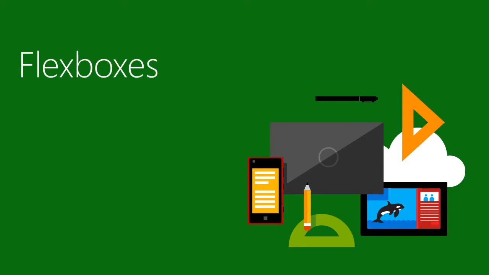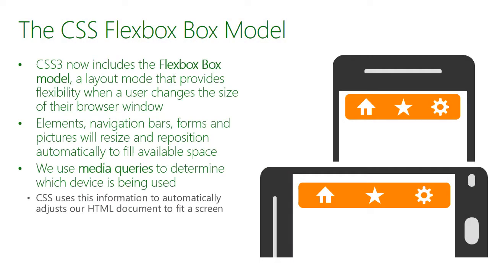Let's look at flex boxes. The CSS flexbox model. CSS3 now includes the Flexbox box model, a layout mode that provides flexibility when a user changes the size of their browser window. Elements, navigation bars, forms and pictures will resize and reposition automatically to fill available space. We use media queries to determine which device is being used. CSS uses this information to automatically adjust our HTML document to fit a screen.